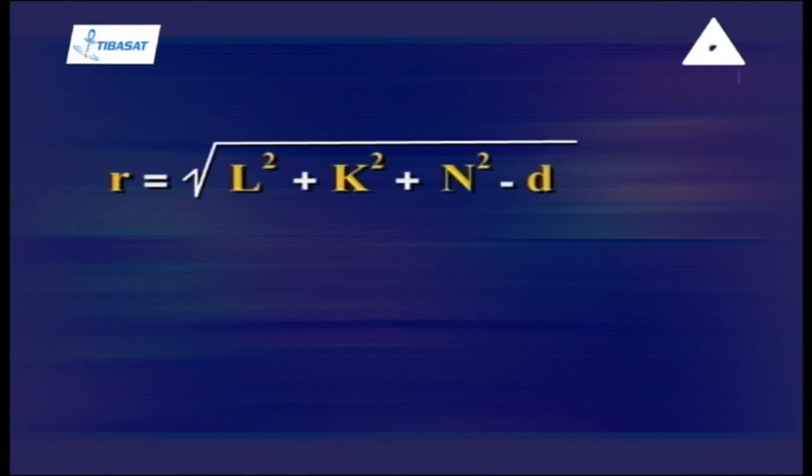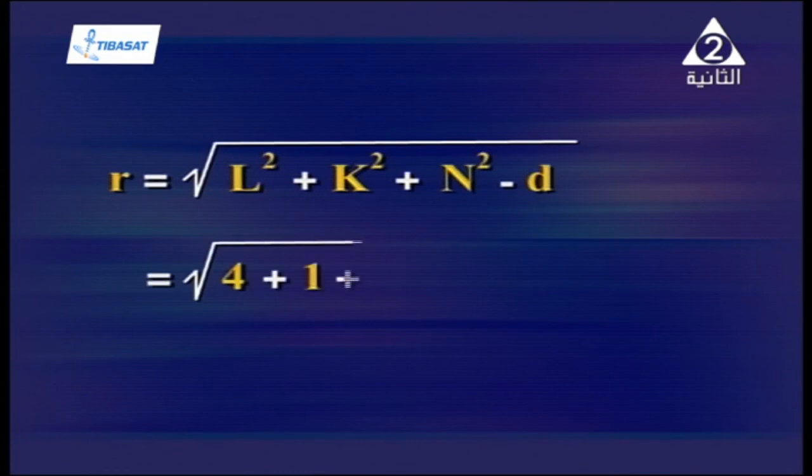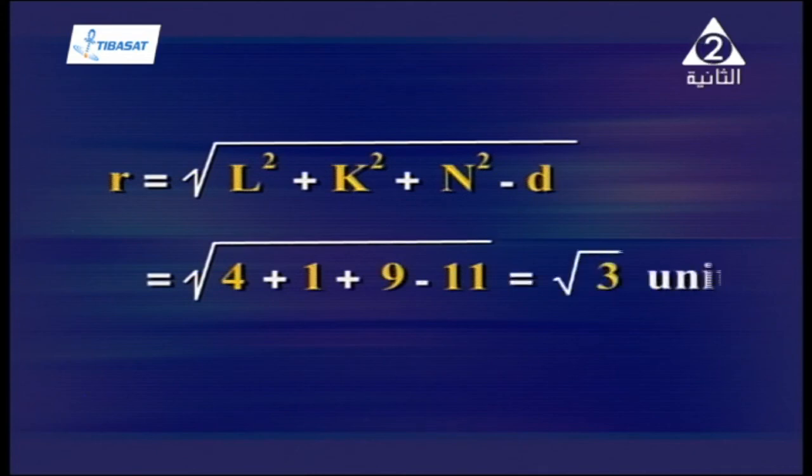My dear student, we know that the length of the radius of a sphere is r equals the square root of L squared plus K squared plus N squared minus D. What is L? Negative half the coefficient of x. What is K? Negative half the coefficient of y. What is N? Negative half the coefficient of z. Then by substitution, r equals the square root of 4 plus 1 plus 9 minus 11, which equals root 3 units.